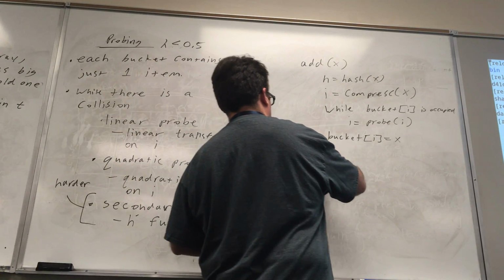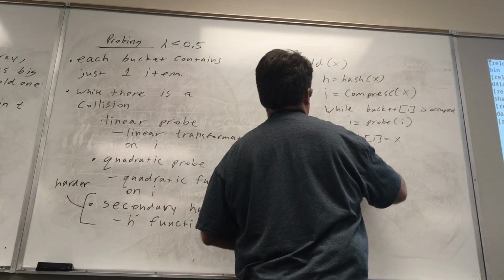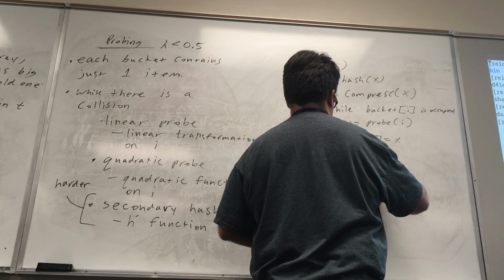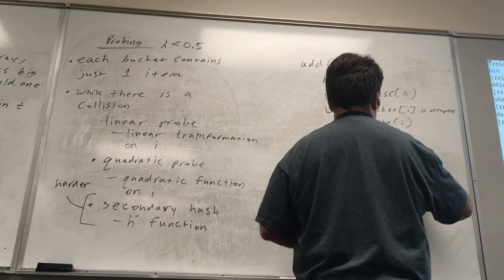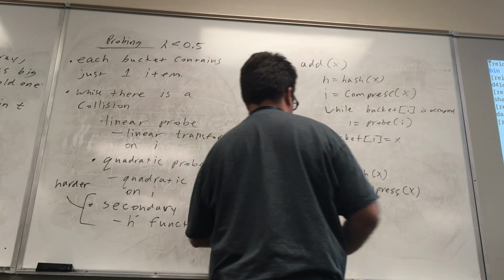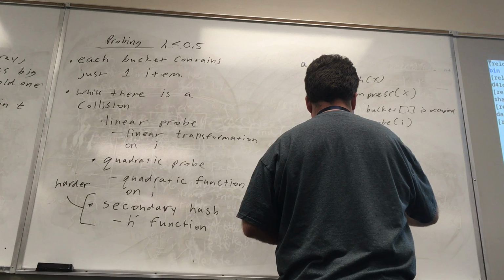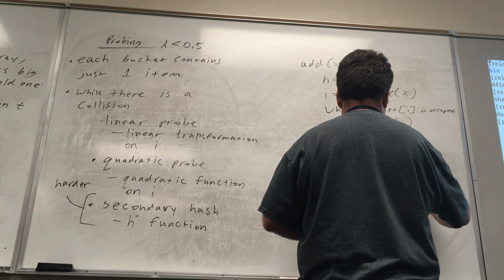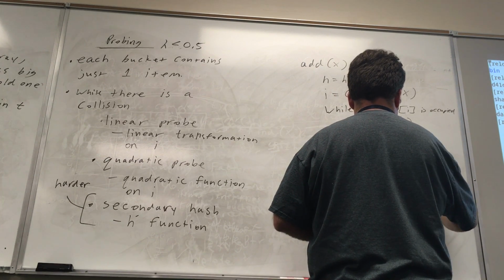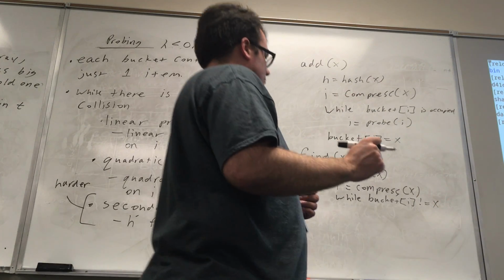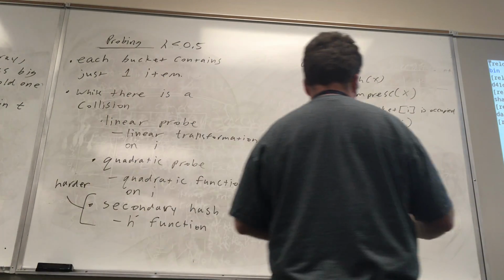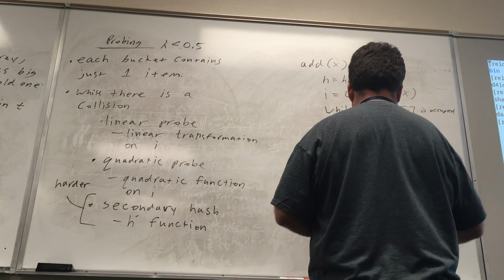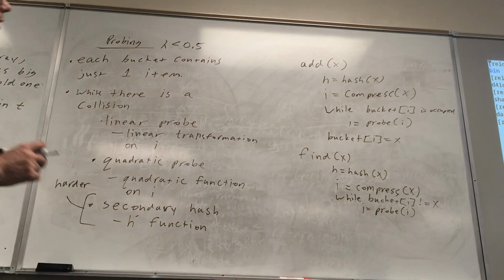Find works pretty much the same way. Find X, H equals hash X, I equals compress X. And then we'll say while bucket sub I does not equal X, then we're going to do I equals probe I. Now we do have to have some kind of way to stop here too.